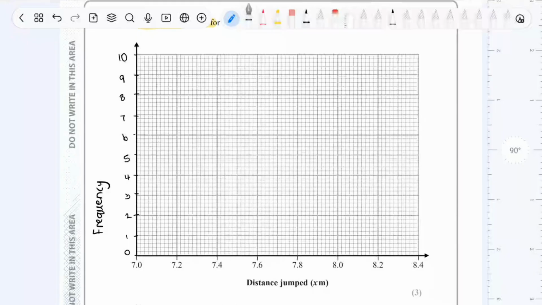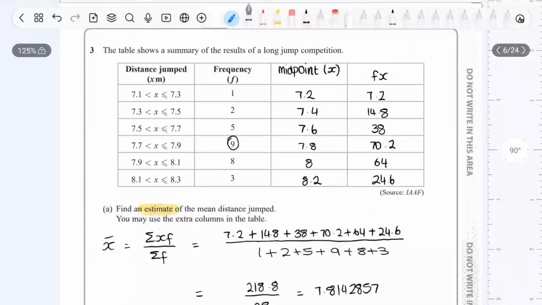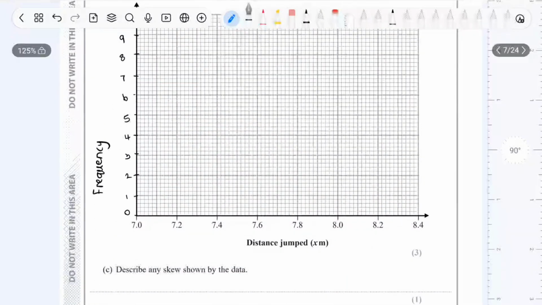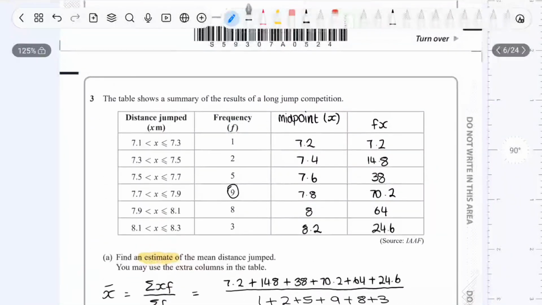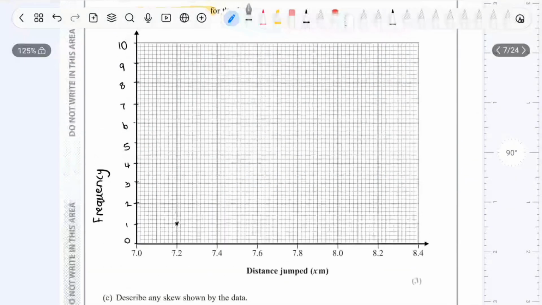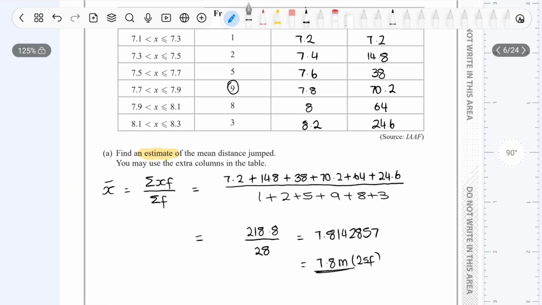So now we've done the axis and the labels, we now need to focus on the actual frequency polygon itself. So at each midpoint, and we've labelled them all 7.2 through to 8.2, we need to plot the corresponding frequency. So at 7.2, which is our x value, we need to go to the frequency which matches it, and that's 1. So I'm going to plot that here. Now we go to 7.4, and we have 2. For 7.6, we have 5.